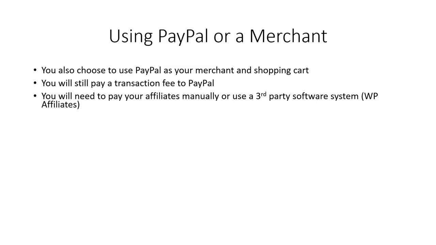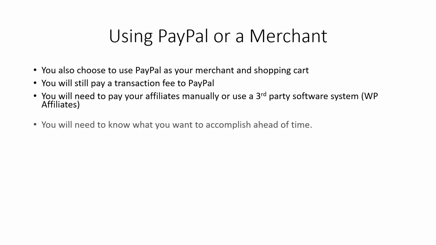Now, when you choose to use PayPal as your shopping cart, you are going to need to be tracking your sales, and you're going to need to pay your affiliates manually, right? You can use third-party software systems. I think there's something called iDev Affiliate. There's also something here that we have listed called WP Affiliates. I don't have an affiliate link, but that is where it is.